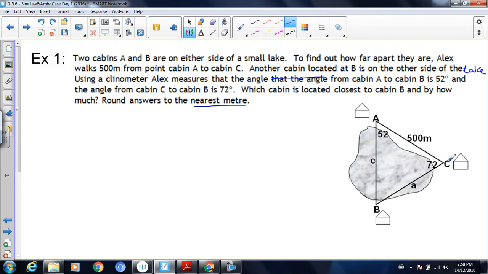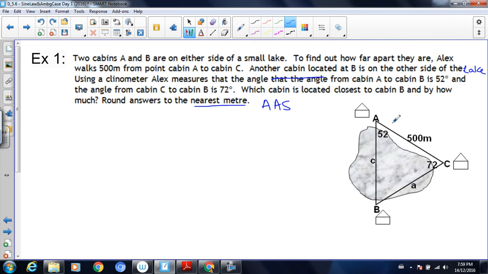So this is angle C, therefore this is called side C. This is angle A, and the opposite side to angle A is this right here, which is side A. Now, when you take a look at this, you have two angles and a side. You have angle, angle, side. So when you have an angle, angle, side, that means you can use the sine law.